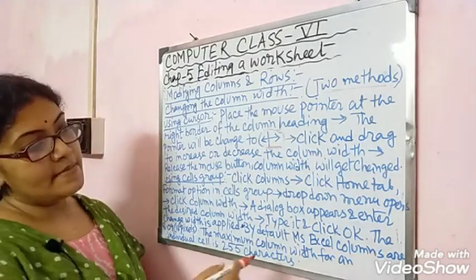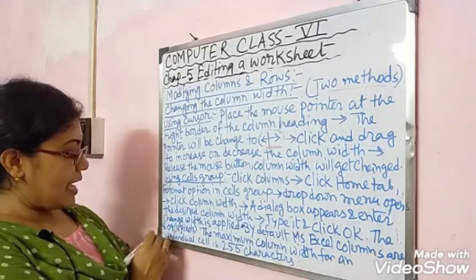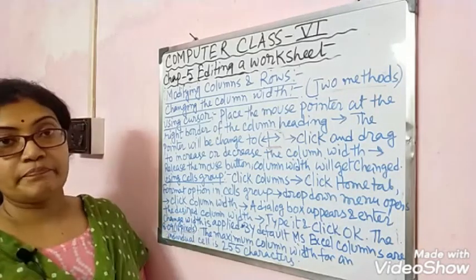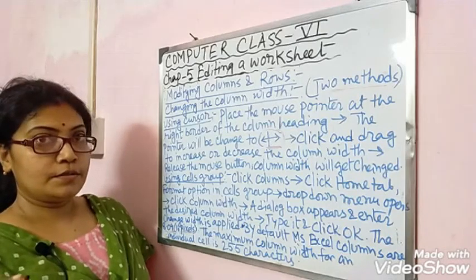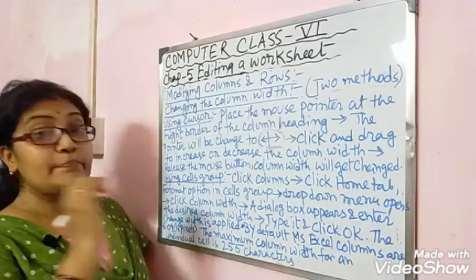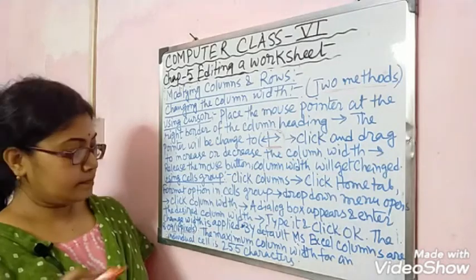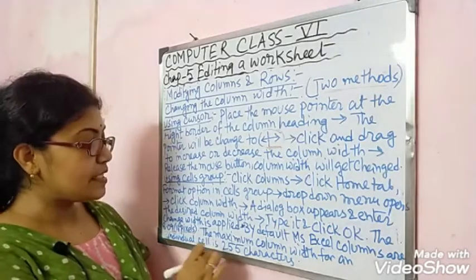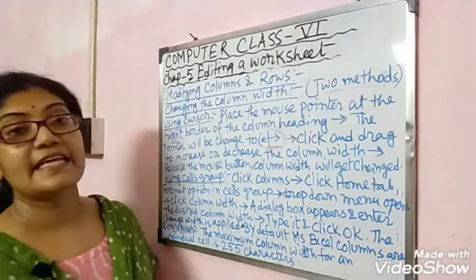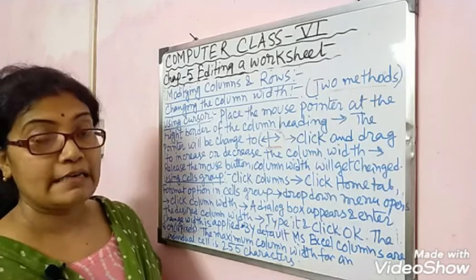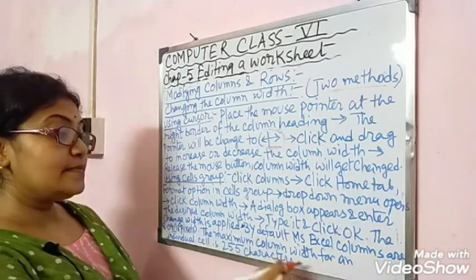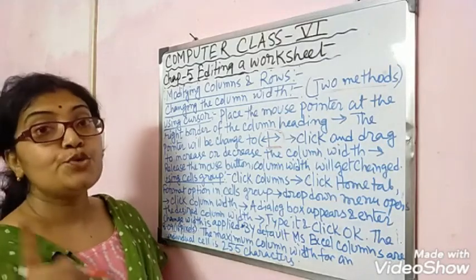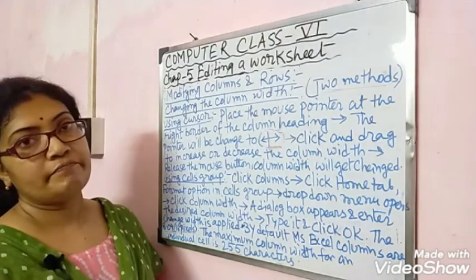By default, MS Excel columns are 8.09, that means 16 pixels. Okay, it is predefined. The maximum column width for an individual cell is 255 characters. Keep it in your mind that the maximum column width for an individual cell is 255 characters.